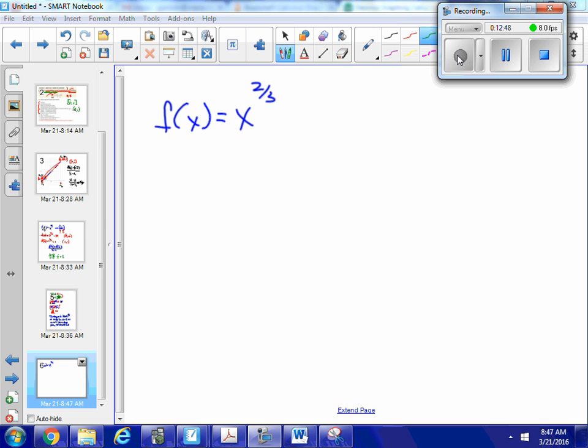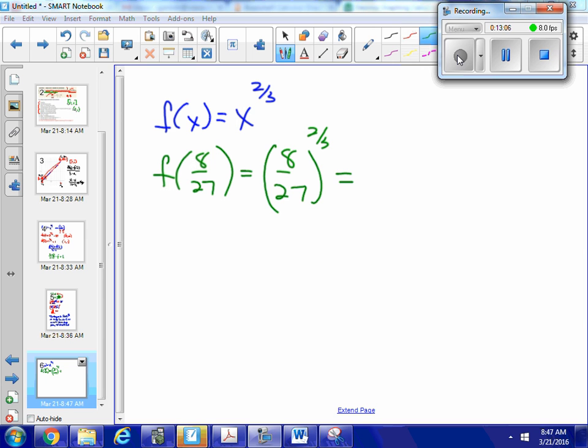So just to check my work here, I want to find out what is f of 8/27. I want the y value there. So that means I have 8/27 to the 2/3 power. Well, I know that the cube root of 8 is 2, and if I square that, I get 4. And the cube root of 27 is 3, and if I square that, I get 9. So I should have the point on my graph of (8/27, 4/9).